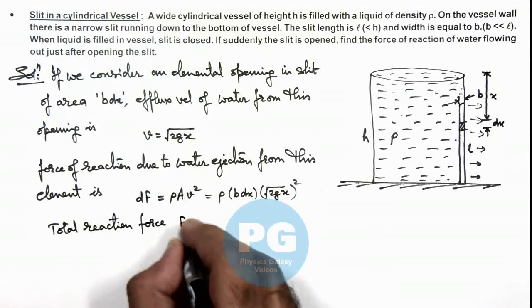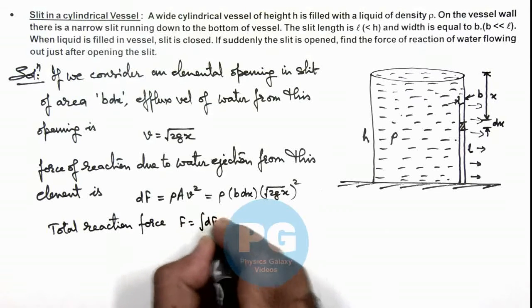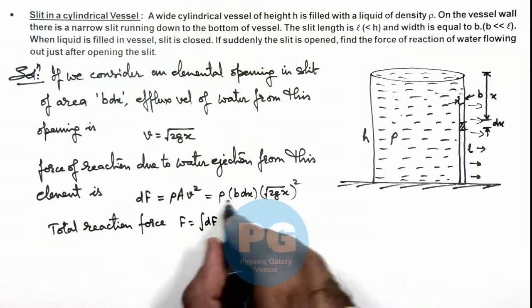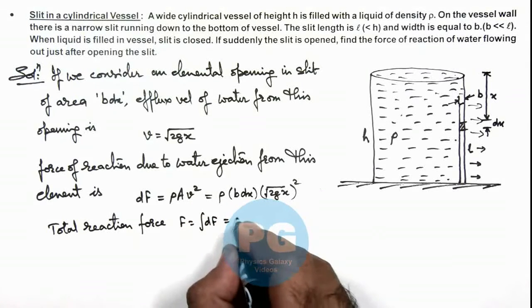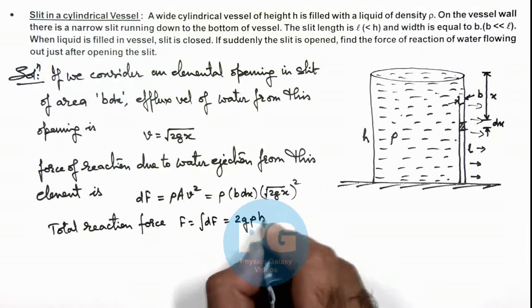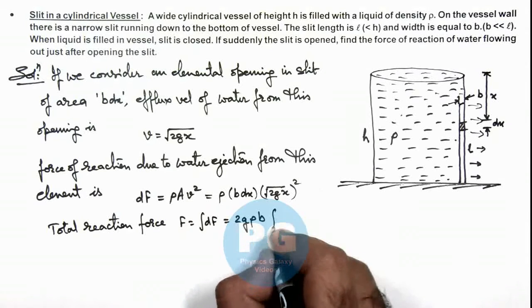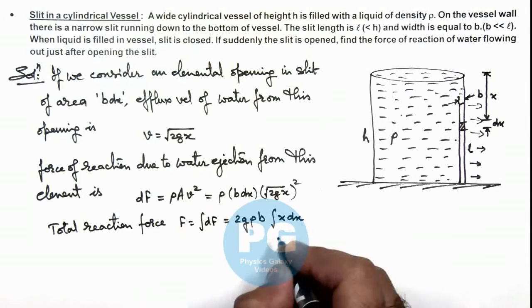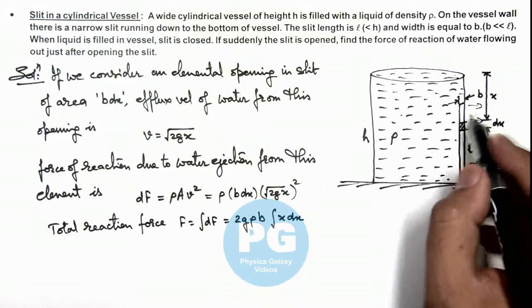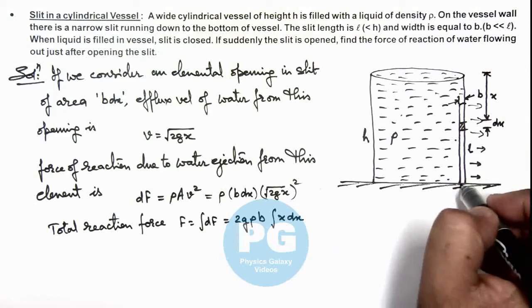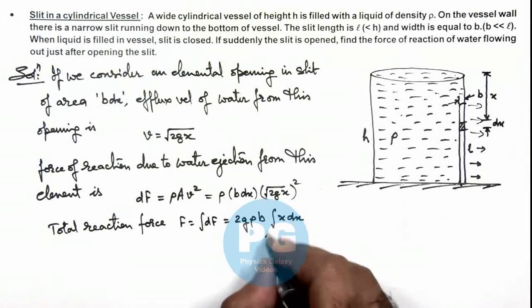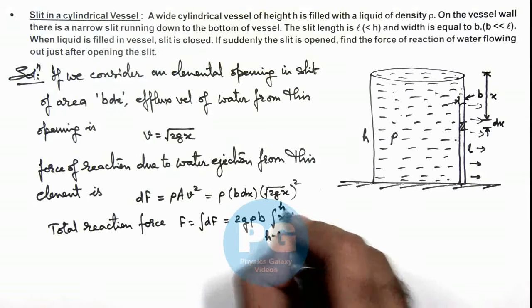So the value of the total reaction force we can give as the integration of dF, where we can take the constants out, which is 2gρB, and this is the integration of x dx, and the limits of integration, from this point to this point, will be from h minus L to h.